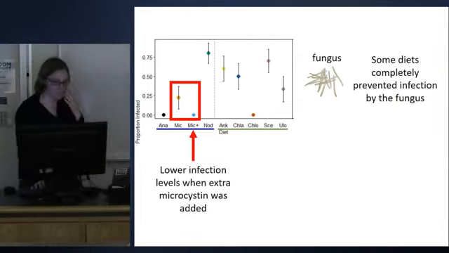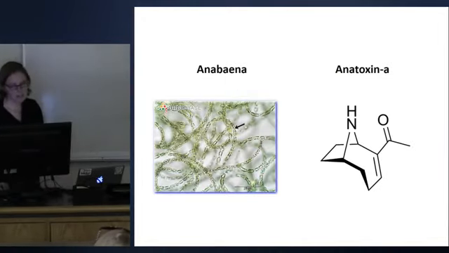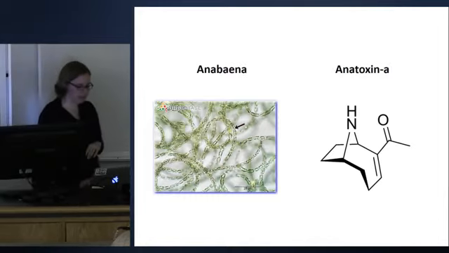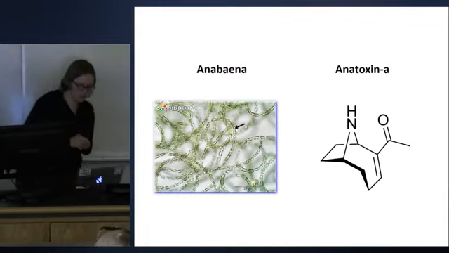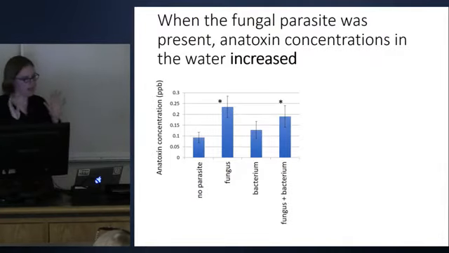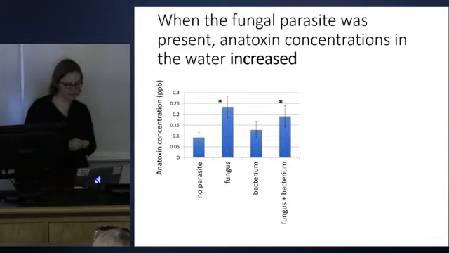The other cyanobacteria were interesting too. Anabaena was one of the other cyanobacteria that we looked at. It produces anatoxin, which I'll discuss a little bit more. But first, remember, Anabaena completely prevented fungal infection. So it was another one that prevented these infections.